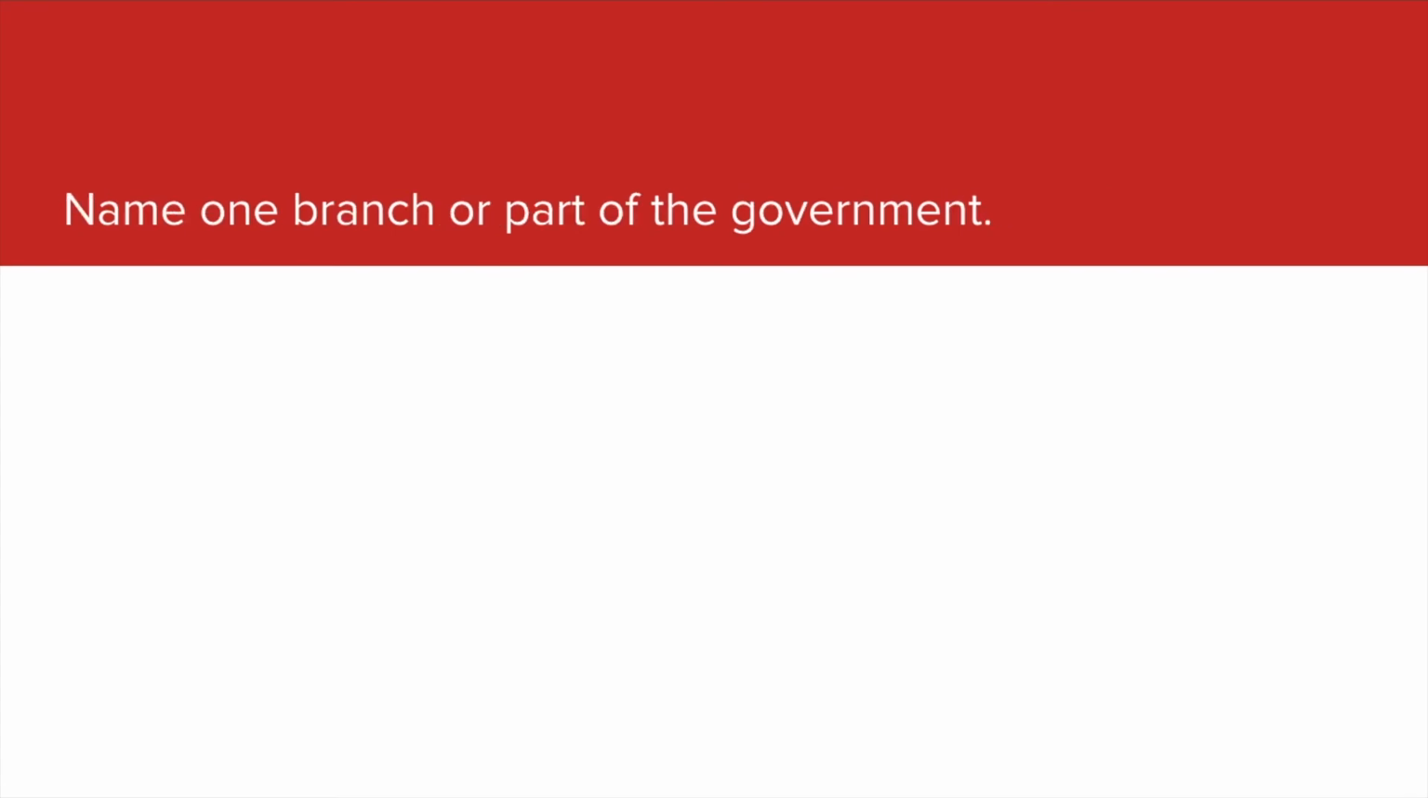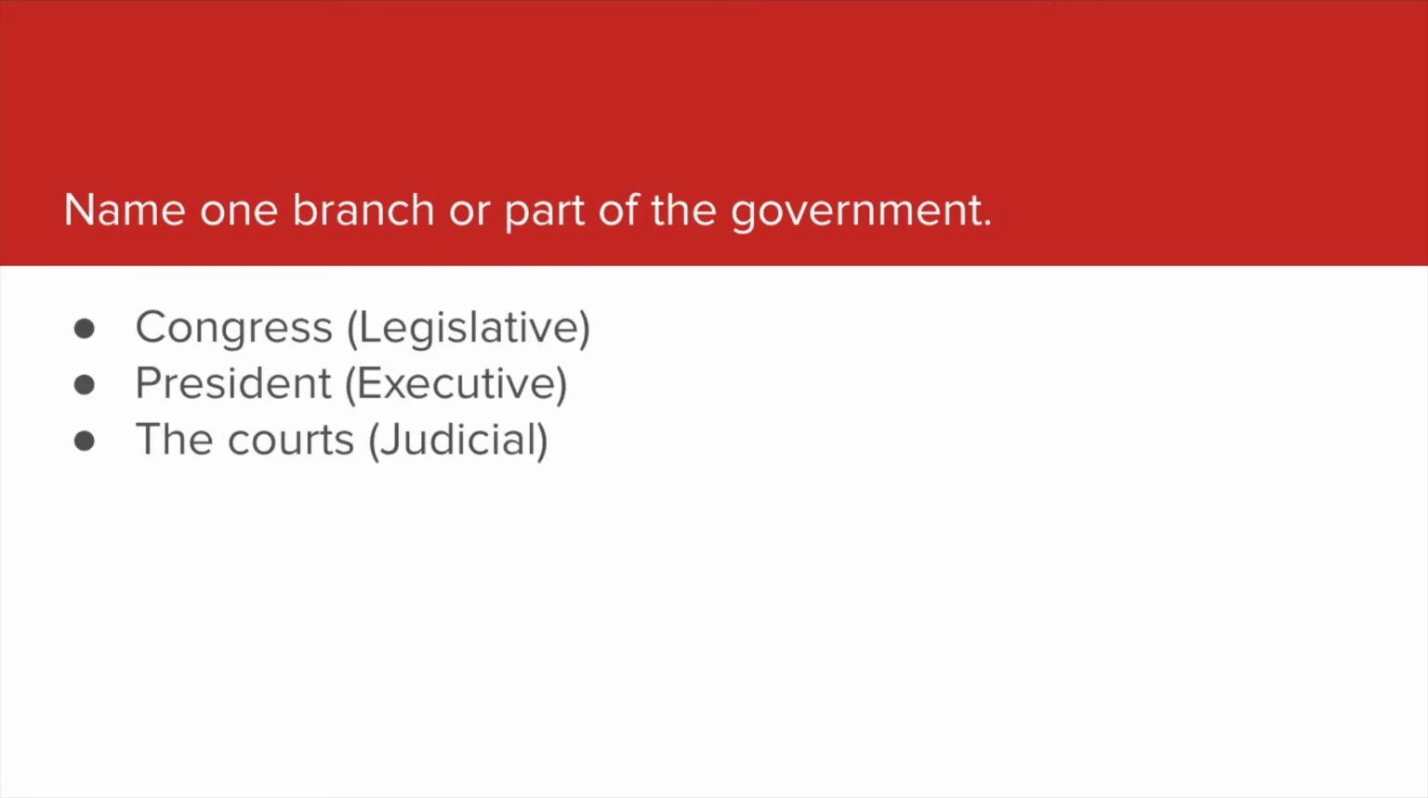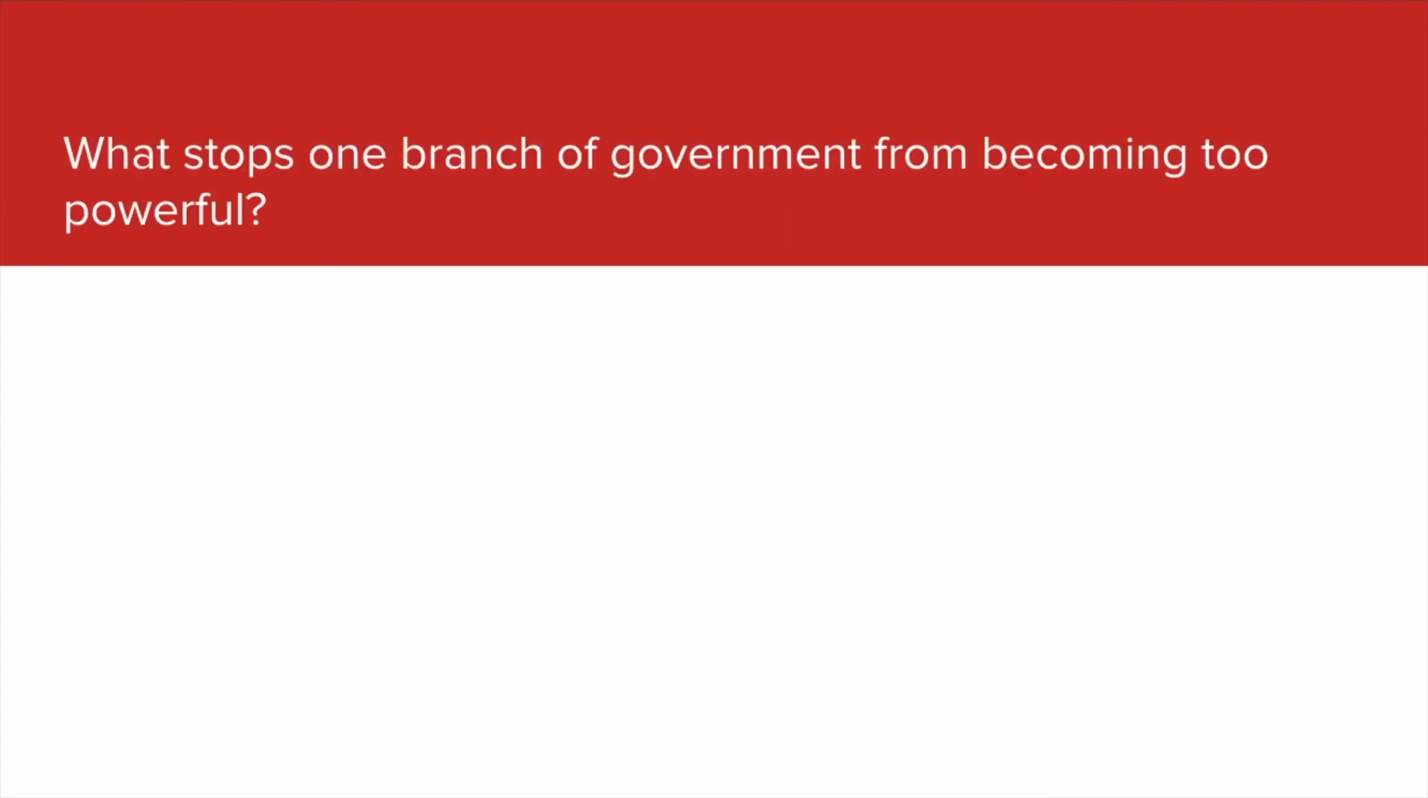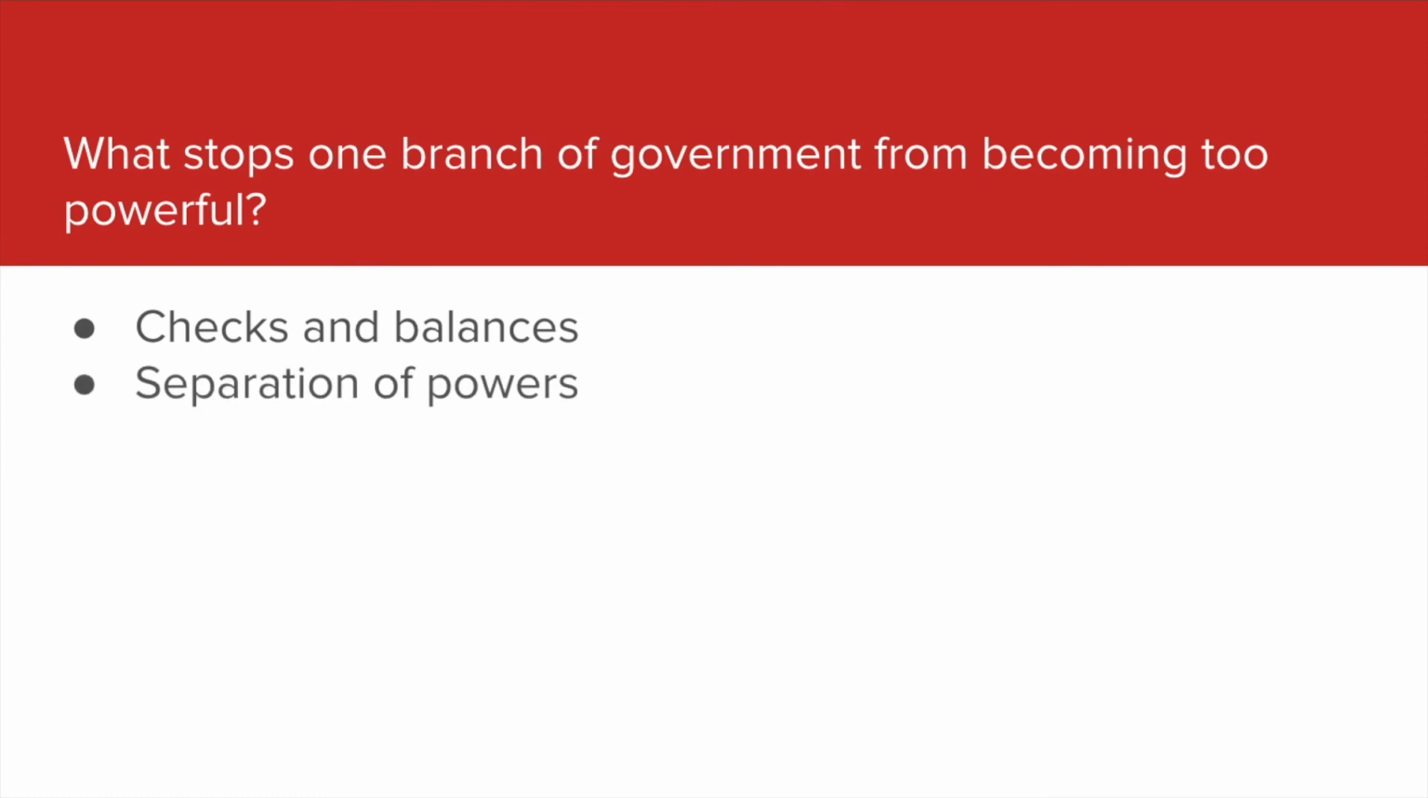Name one branch or part of the government. You could name Congress or the legislative branch, the president or the executive branch, or the courts or the judicial branch. Any one of those answers would be correct. Okay, what stops one branch of government from becoming too powerful? You can say checks and balances, or you can say separation of powers. Either one of those.